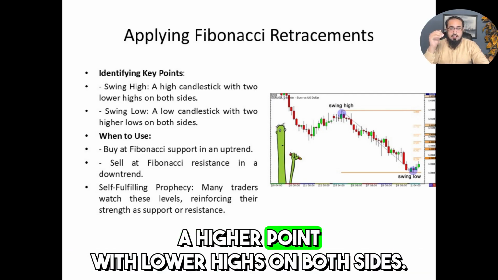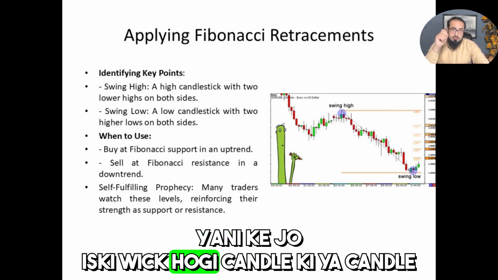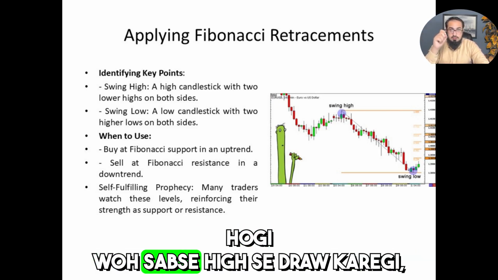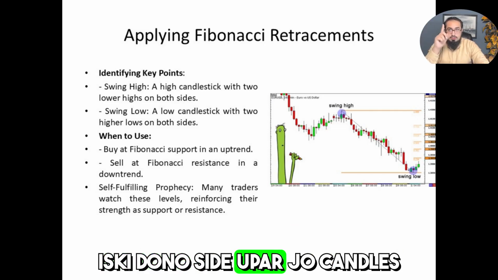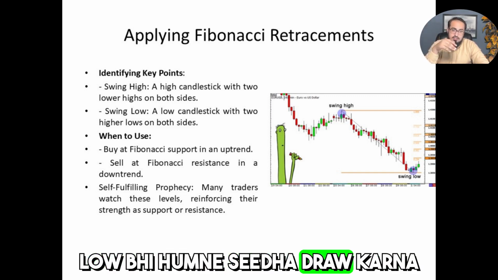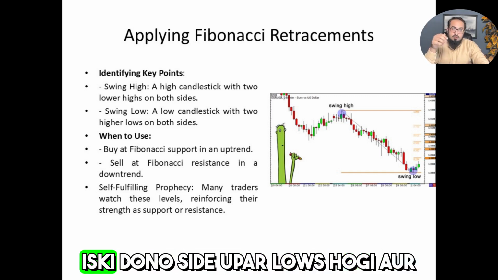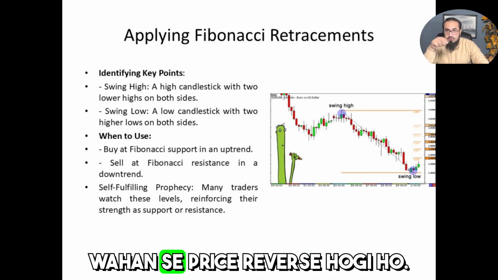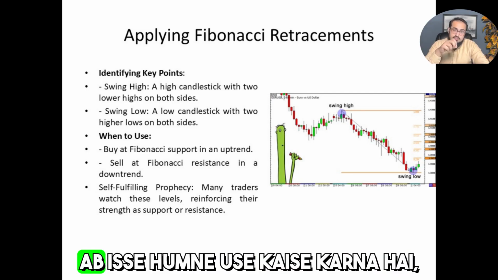What is a swing high? A higher point with lower points on both sides. That is, the wick of the candle will be the highest, and on both sides, the candles that are formed will be smaller. After that, the price will reverse. We have to draw the swing low in the same way, which will be the low candle. There should be higher candles on both sides of it, and from there, the price will reverse.